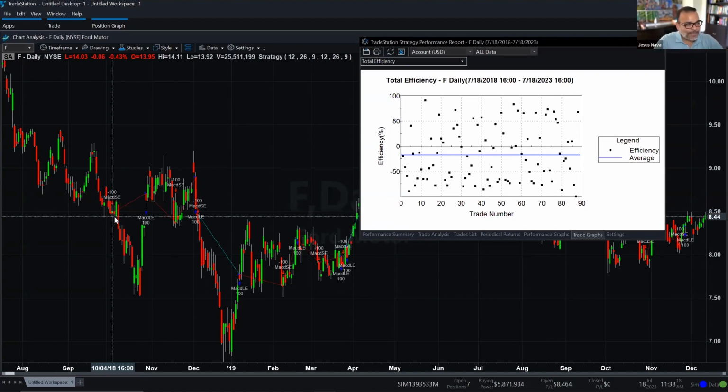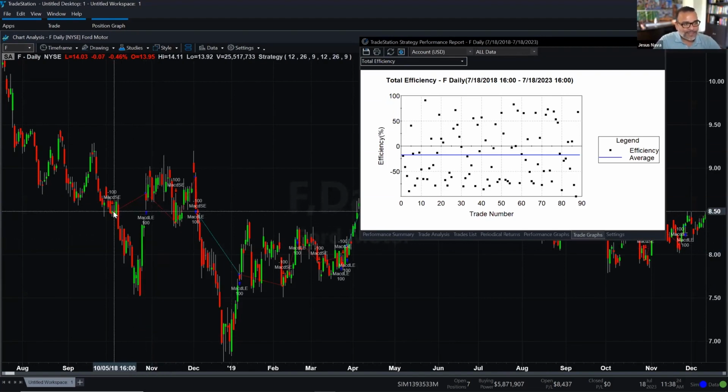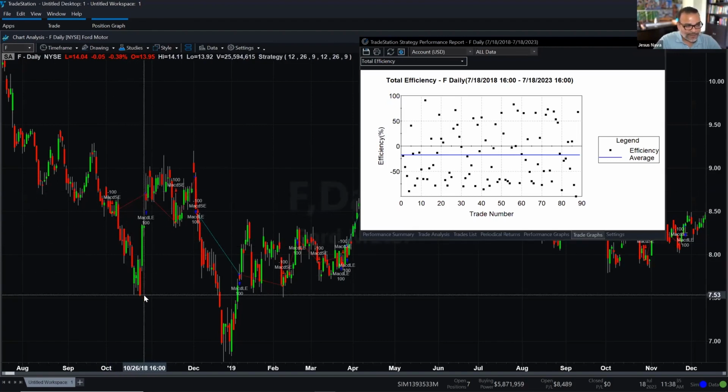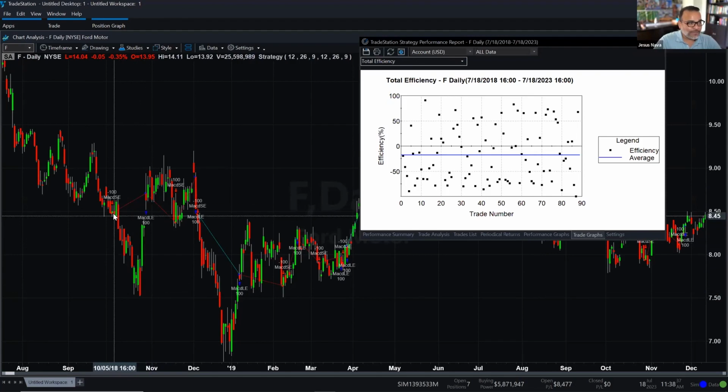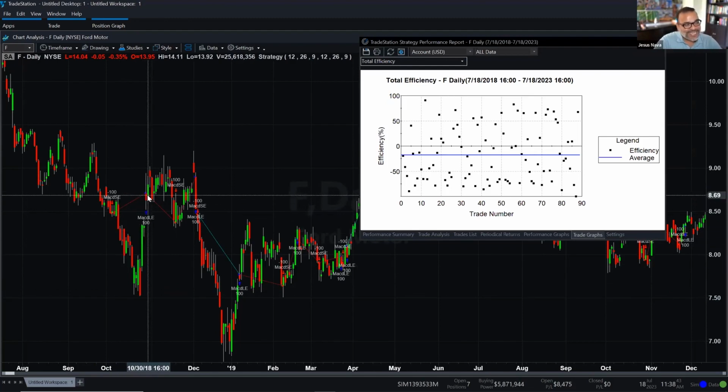So that's exactly how efficiency is calculated. I'm going to look at the time that I entered to the time that I exited. I exited right here on October 29th. And that is not a good place to exit the trade. This exit should have been down here. If I wanted to make this a profitable trade, I would have exited down here. That was the best price possible, but it exited up here. So the efficiency is really bad.